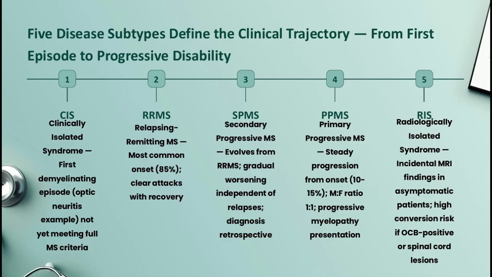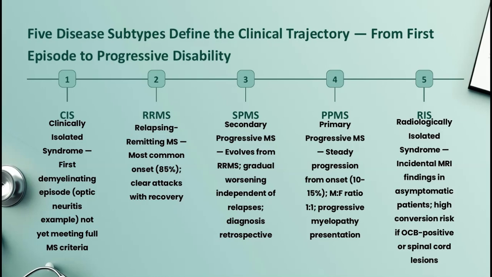Multiple sclerosis is not a single uniform disease. Instead, it exists across several clinical subtypes, each with different trajectories and management implications. The first is clinically isolated syndrome, or CIS. This refers to a first demyelinating clinical event, such as optic neuritis, brainstem syndrome, or transverse myelitis, that is suggestive of MS but does not yet fulfill full diagnostic criteria. Some patients remain monophasic, while others progress to definite MS, depending on MRI and biomarker findings.